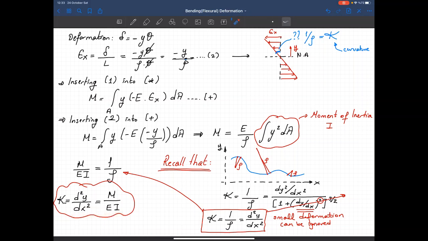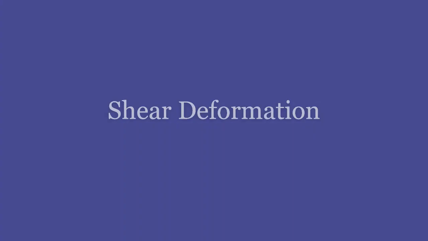In the axial deformation, we get a very straight relationship, but when it comes to the bending deformation, we have a second order differential equation. Okay, let's start discussing the third type of deformation, which is the shear deformation. Remember that in the Bernoulli-Euler beam theory, we ignore the shear deformation, but when we start considering the shear deformation in the beam theory, this is called Timoshenko beam theory.